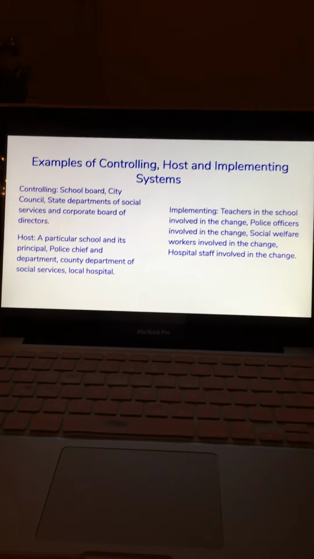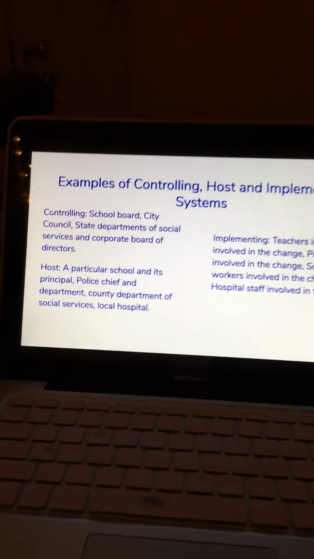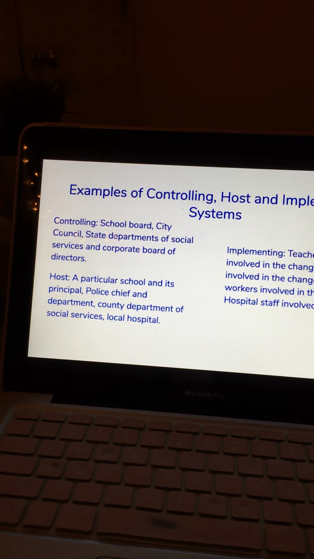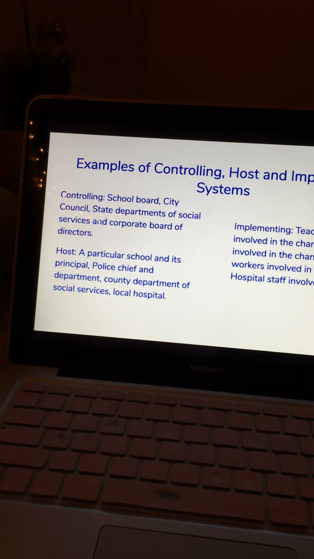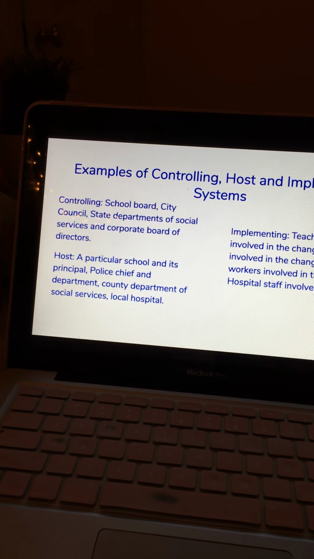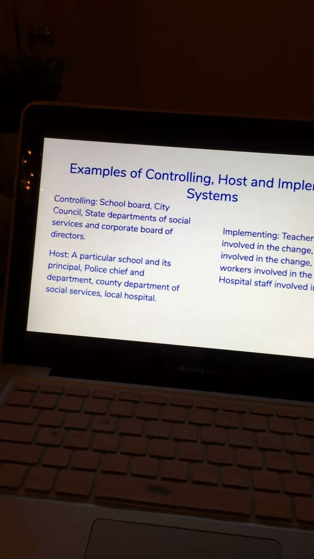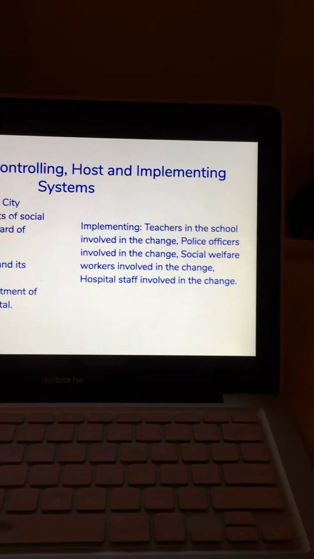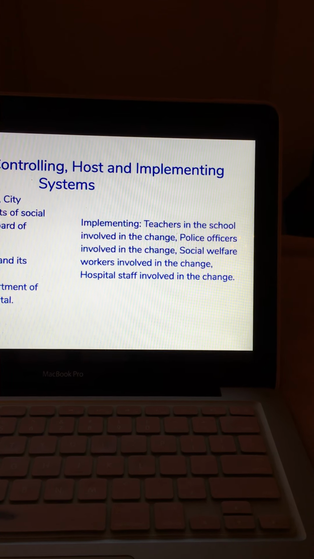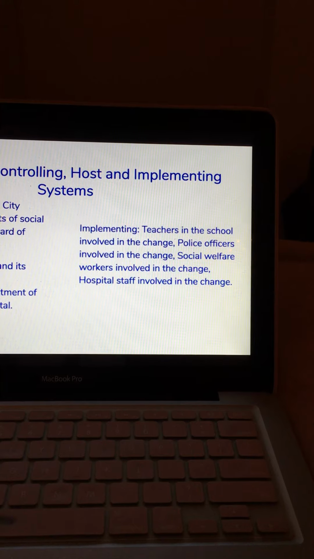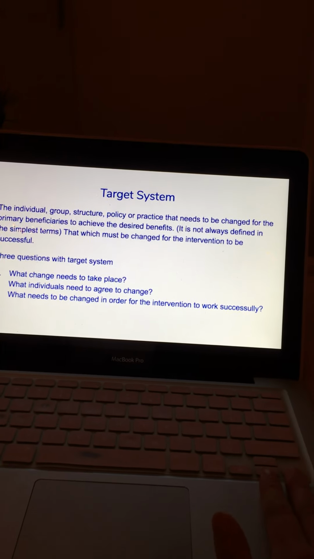And then I gave just a couple of examples of controlling, host, and implementing systems. Controlling would be like the school board, city council, state departments of social services, and corporate board of directors. The host system would be a particular school and its principal, police chief and department, county department of social services, or local hospital. And implementing: teachers in the schools involved in the change, police officers involved in the change, social welfare workers involved in the change, hospital staff involved in the change. So those are just examples of those.